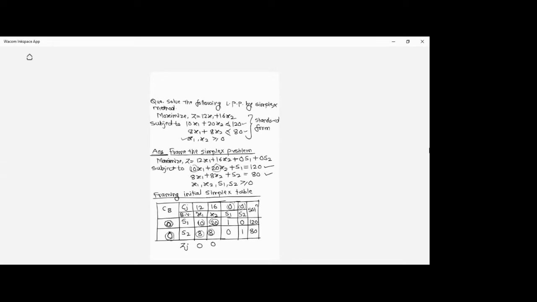The next Zj we can calculate is 0 into 1 plus 0 into 0, which is again equal to 0, and likewise we'll be getting the value as 0 only.